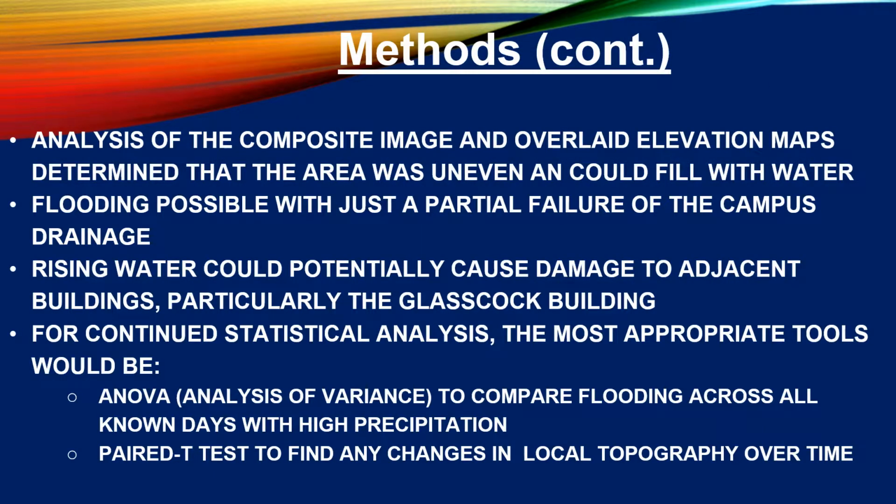Ultimately, the findings indicate that the area is indeed uneven and could potentially fill with water like a basin. This could occur as a result of failure of several key drainage points in this area. If left unchecked, rising water could even enter adjacent buildings, causing unknown degrees of water damage. The study could be extended with further data and analysis to determine exactly how much water could be expected to fill the area before overflowing down towards the administration building.